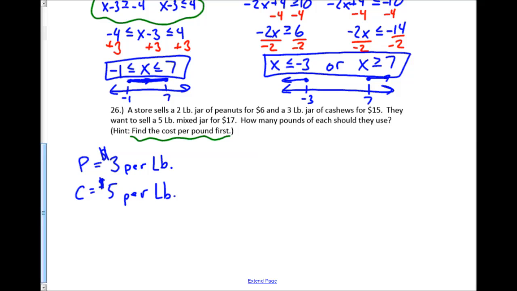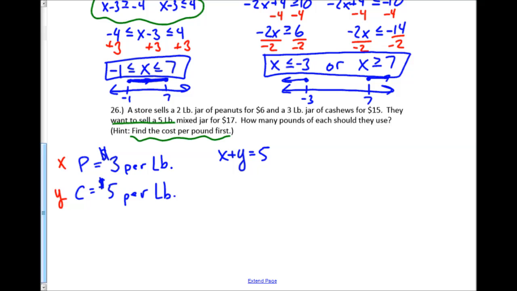And now I can start to write some equations. I'm going to call the pounds of peanuts x, and I'm going to call the pounds of cashews y. Let me label those over here. So this is going to be x, this is going to be y. The first piece of information it gives me is the fact that we're going to mix 5 pounds worth. So if I do x plus y, that's going to equal 5 pounds. However many pounds of peanuts plus however many pounds of cashews is going to total 5.